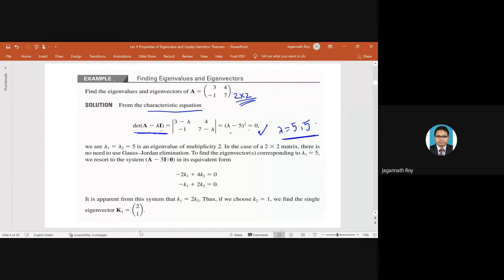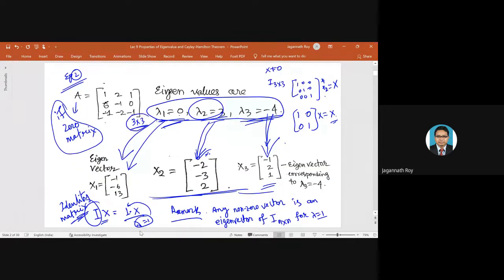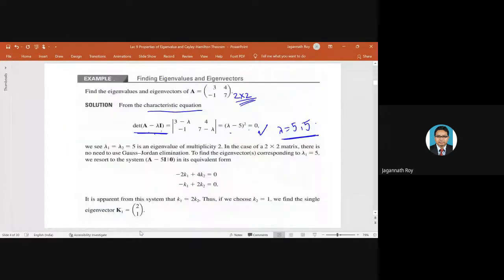Now the question is how to find the eigenvectors. So how many eigenvectors will there be? Because just now we have seen this is a 3 by 3 matrix, and it has 3 eigenvectors. So it is a natural question that if we have a 2 by 2 matrix, we want at least 2 eigenvectors. This can be our question.